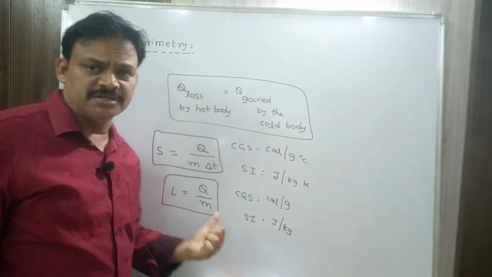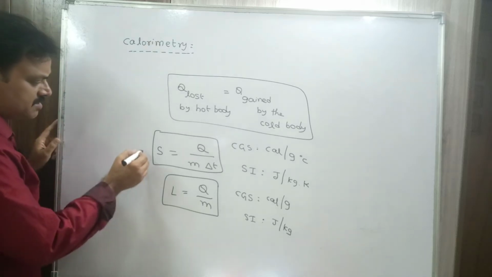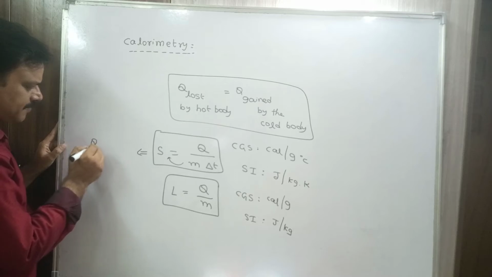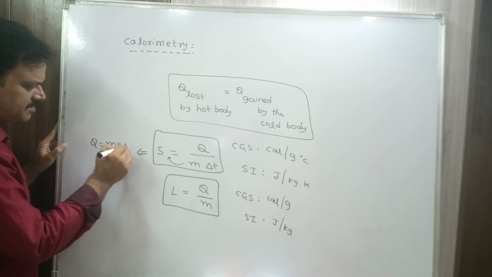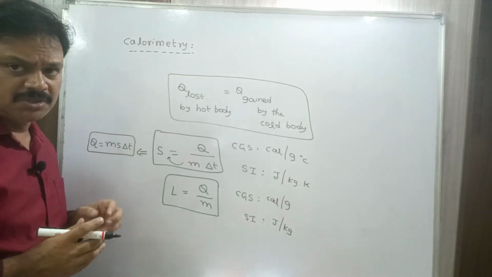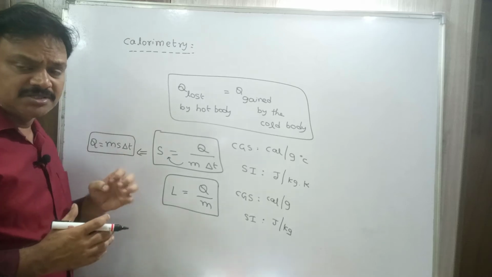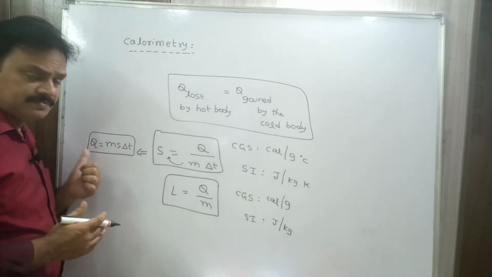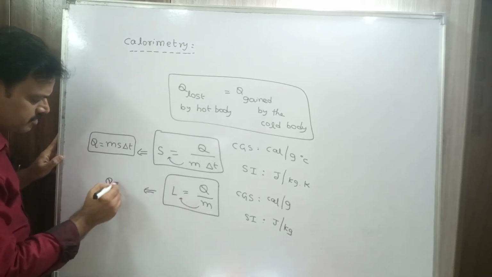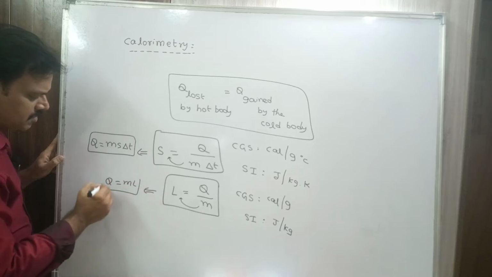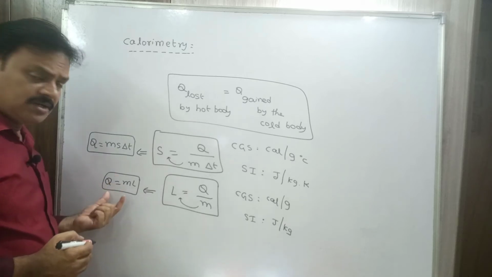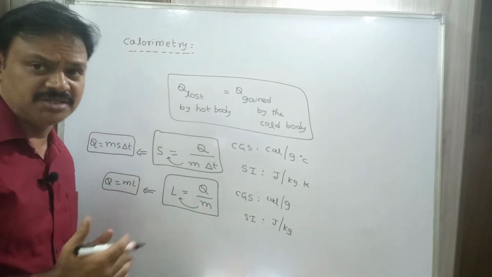So these are the basic definitions: specific heat and latent heat. From this I can write Q is equal to ms delta T. This is the formula for heat energy which can be used when the temperature of the substance changes by supplying heat energy. And basing on this expression, if this denominator comes to the left side, I can write Q is equal to ml. So Q is equal to ml. This is the formula of heat energy that can be used during the change of state.